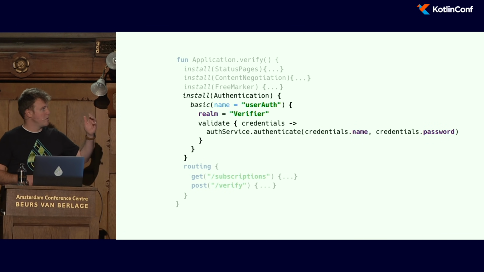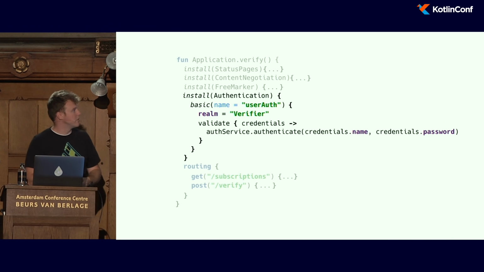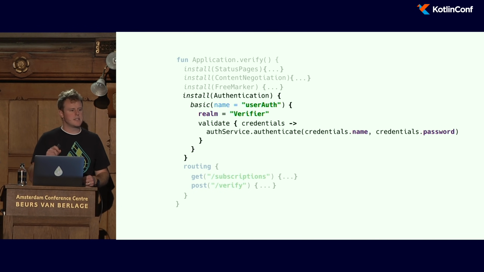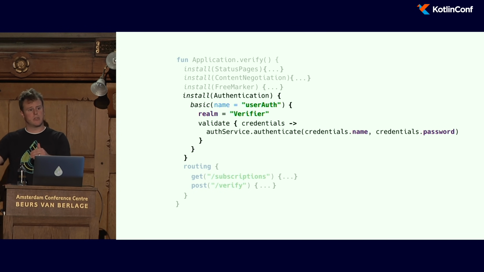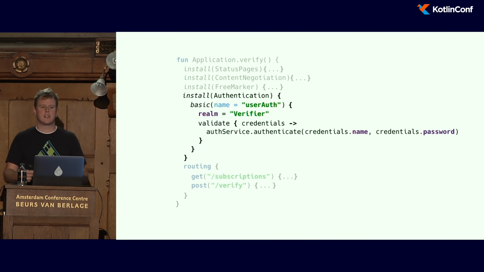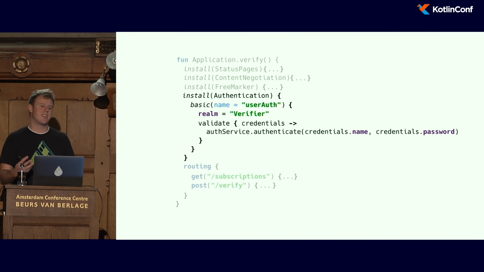In our case, I typed auth service, which just returns some static values for this case. But basically, you do whatever you want with these values. And the idea with this validate block is if you return a value, then that means authentication succeeded. If you return null, authentication failed, and the server, using your status pages that you installed before, will handle that accordingly.